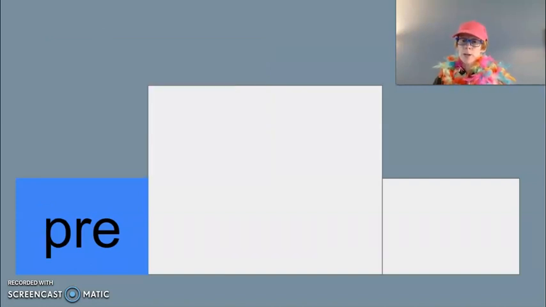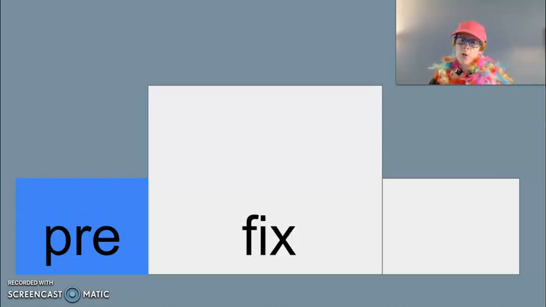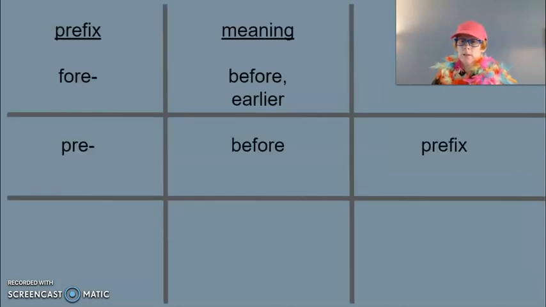Like fore, pre also means before. I sure hope that by now you know that a prefix comes before the rest of the word. Please pause the video to write what we know so far about the prefix pre.